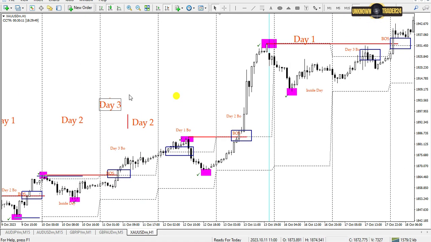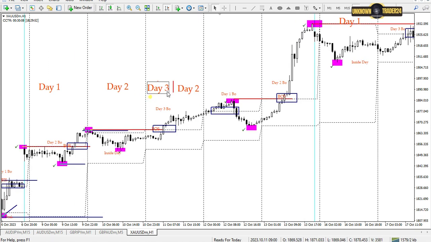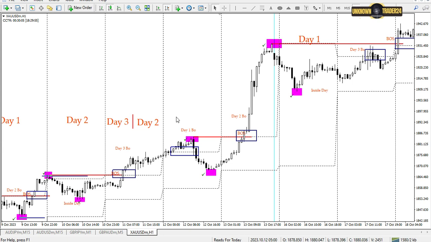Okay, fine. So now Wednesday is always day 3, regardless of what happens. On Wednesday it's day 3, and knowing that Wednesday is day 3, that means you're either looking for a continuation or a reversal, or it's going to consolidate and do nothing. Okay, so that's what you are looking for. And just because it's a day 3 doesn't mean you have to trade. Okay, look at today. I'll show you today.